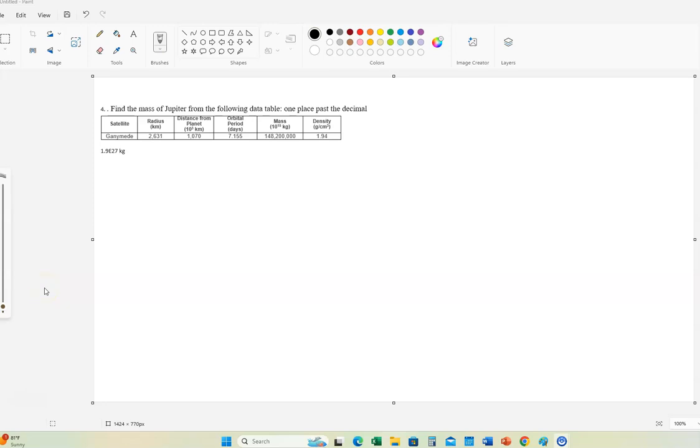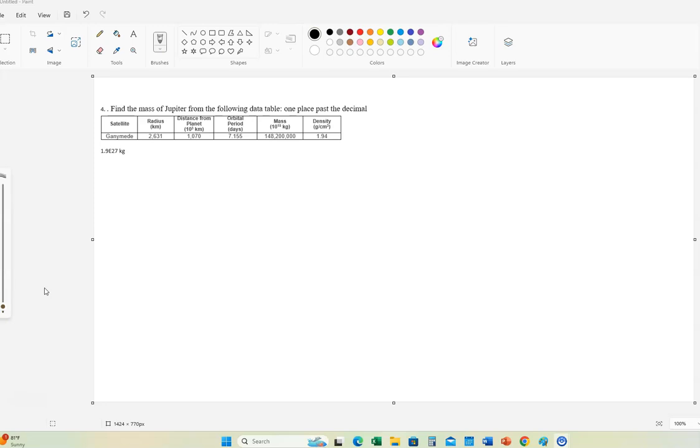Here's number 4. It says find the mass of Jupiter from the following data table, rounding to one place past the decimal. We have a satellite of Jupiter, the largest moon in the entire solar system, called Ganymede. The table gives us its size, the distance from the planet in thousands of kilometers, the orbit, and also the mass of the moon.